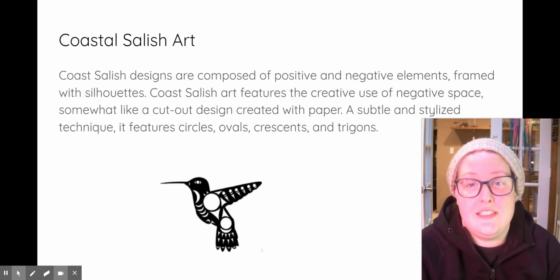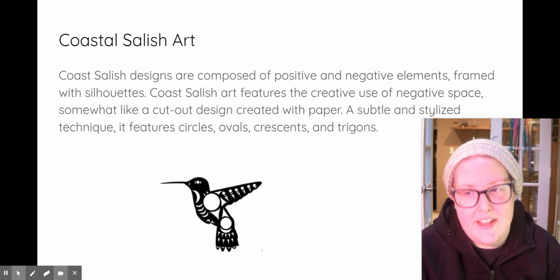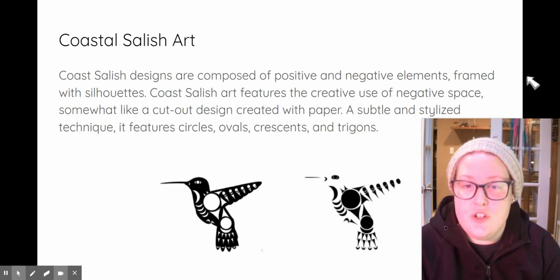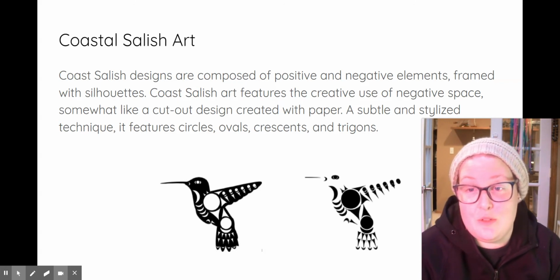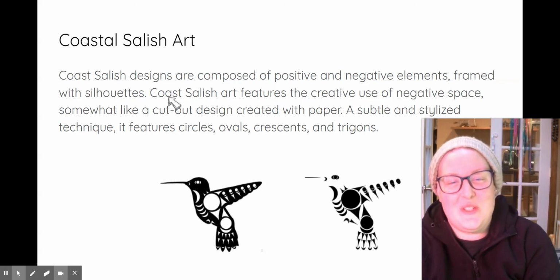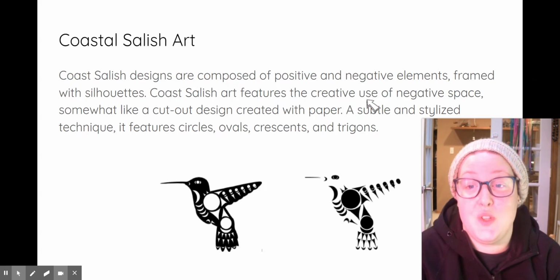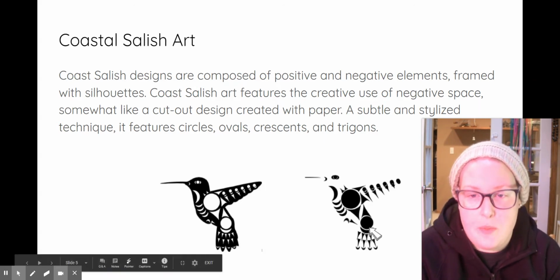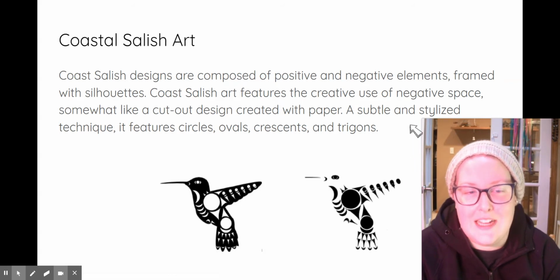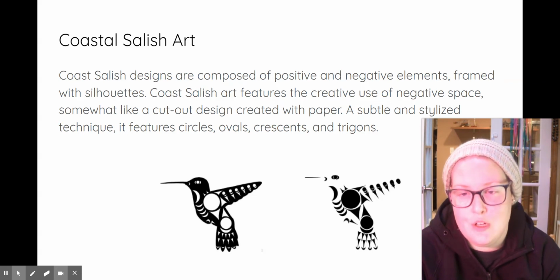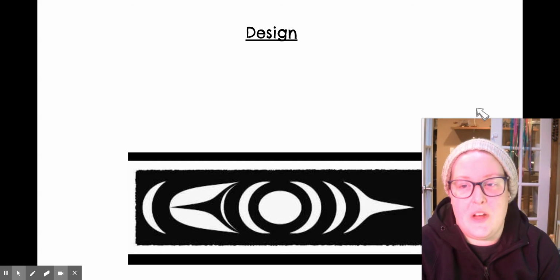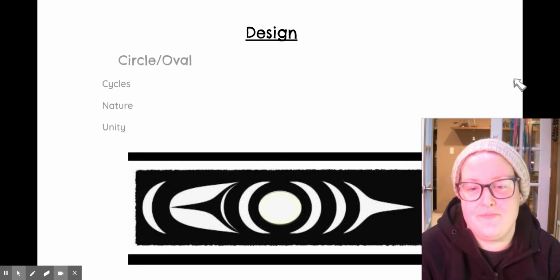Coast Salish designs are composed of positive and negative elements framed with silhouettes. Coast Salish art features the creative use of negative space, somewhat like a cutout design created with paper. A subtle and stylized technique, it features circles, ovals, crescents, and trigons. And we'll talk more about those shapes here.